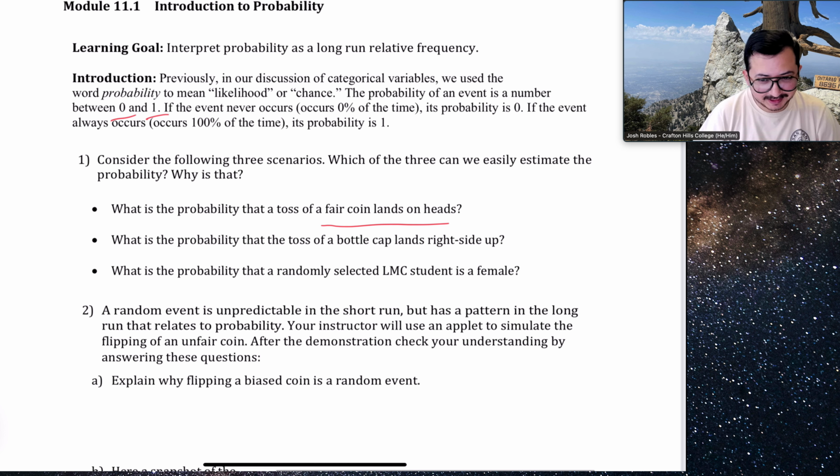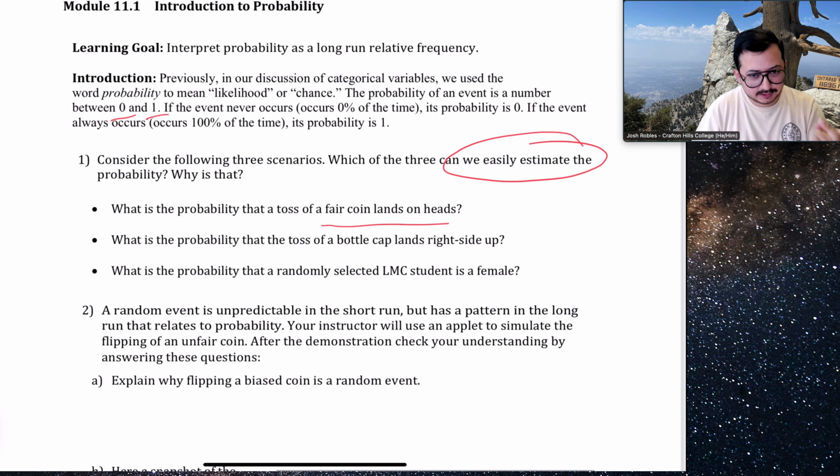The answer is a half. That's not what we're actually asking right now, though, which is can we easily estimate it? We understand that each side is equally likely, and heads is one of those. There are two sides of a coin. Fair means if you flip it, it flips naturally, randomly. It's not weighted, or a trick coin. That's what that means. So we know that answer. It's a half, and it was easy for us to figure out.